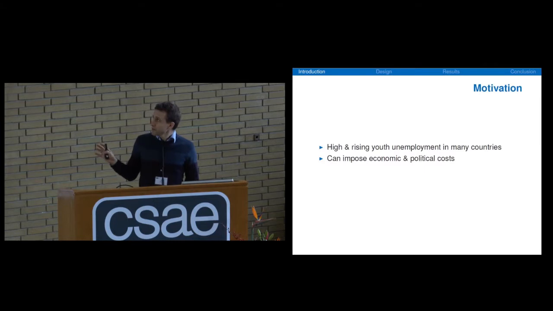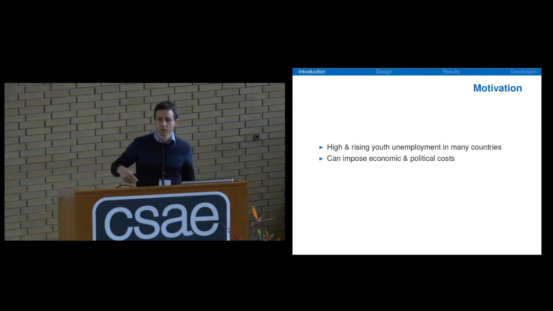We're going to study a widespread phenomenon that is occurring in many developing and a small number of developed countries, which is a very high and rising rate of youth unemployment. This has direct negative consequences for the youth if we think that this is involuntary unemployment. And there's a long series of evidence suggesting that there are long-term economic consequences of this.